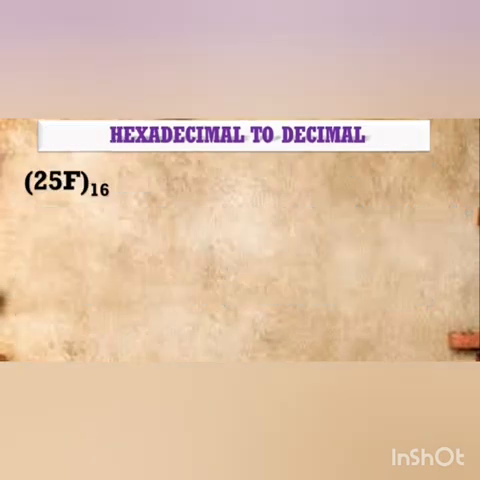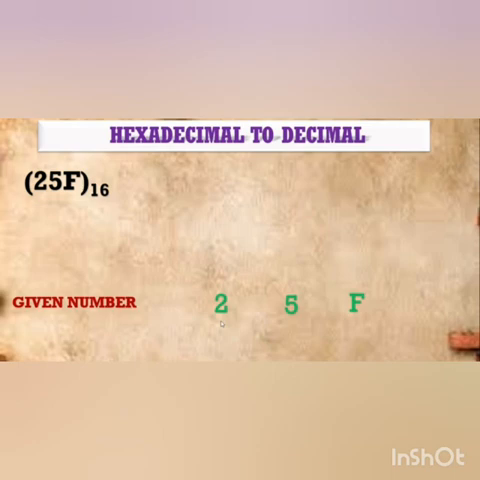Now let us see the example. The example is to convert 25F base 16 into its equivalent decimal number. The first step, we have to write the given number, that is 25F. Hexadecimal means base 16. So 0 to 9 are decimal numbers, and 10 to 15 are written as A, B, C, D, E and F. So the value of F is 15.